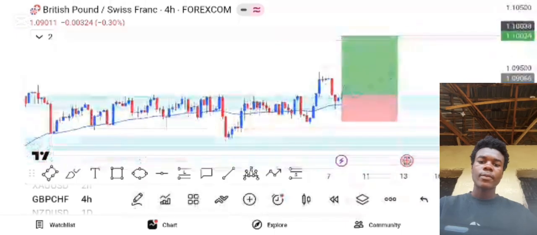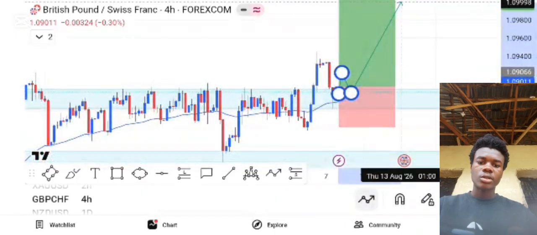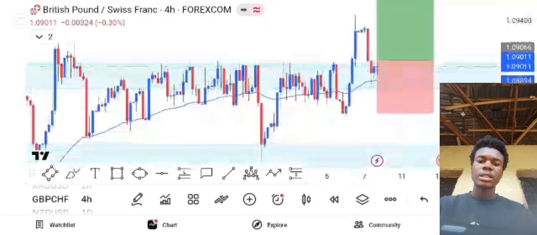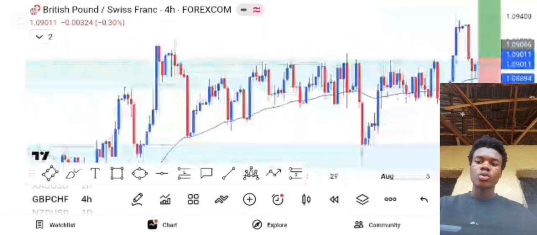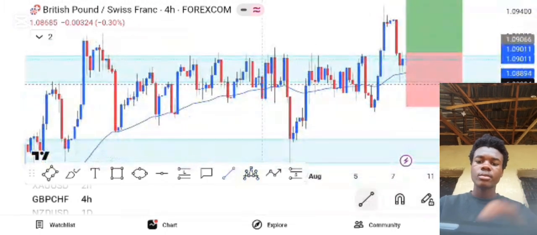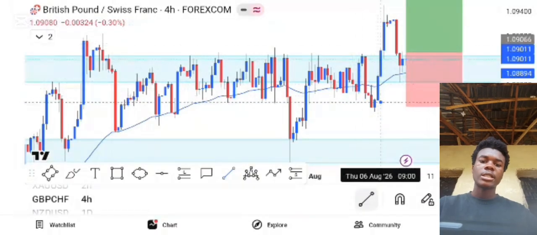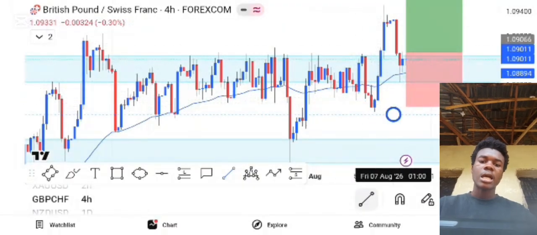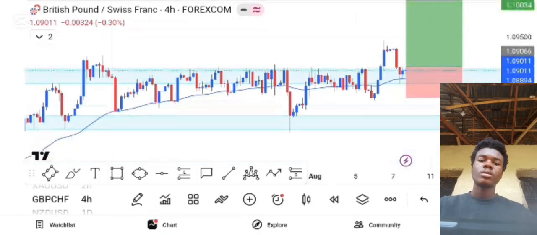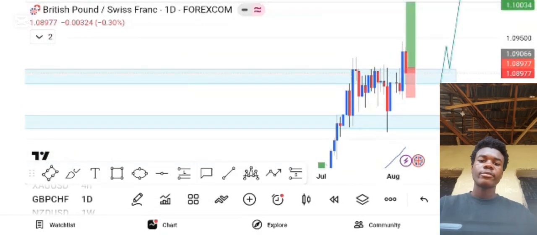Then go long. This is a 1 to 2 risk-to-reward ratio. Go long on the 4-hour. That's what I'm expecting, because as you can see right now, 4-hour is also bullish. This is the high, this is the high, this is the high, and this here is the higher low. That's for GBP CHF.